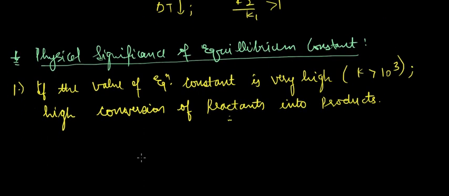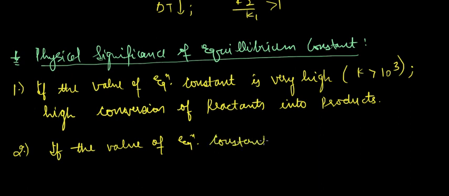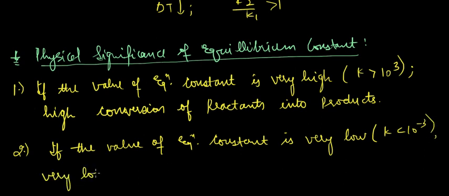Okay. Second point is that if the value of equilibrium constant is very low, or we can say K is less than 10 to the power minus 3, then very low conversion of reactants into products takes place.